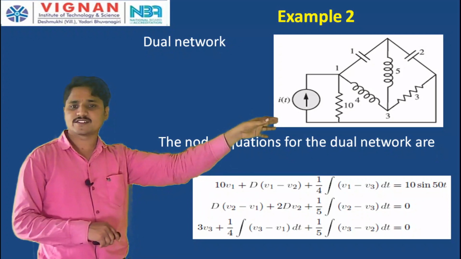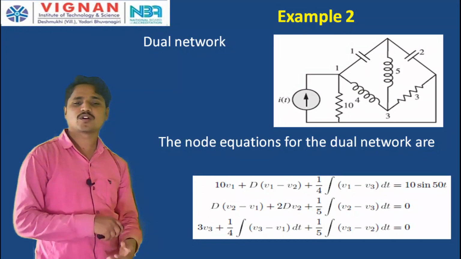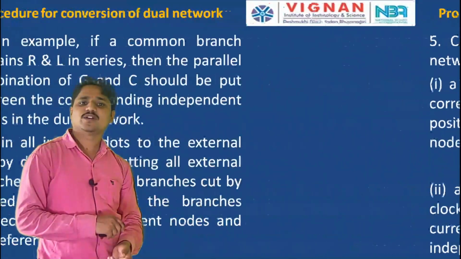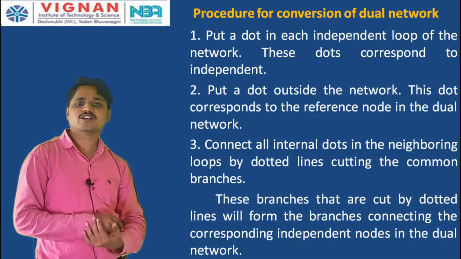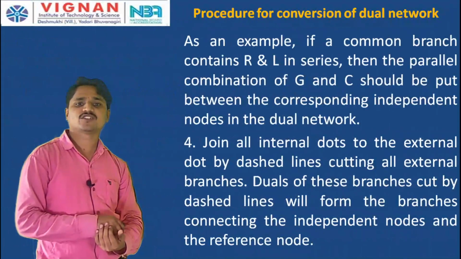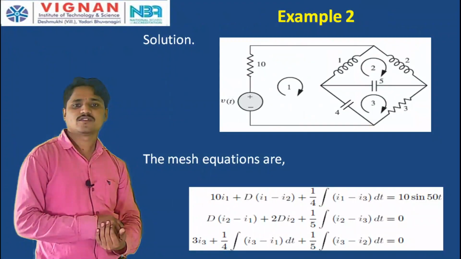How do we obtain this? What are the different steps to follow to draw the dual network? To understand that, I have taken the steps. The first step is to put a dot in each independent loop of the network. These dots correspond to independent loops. Now, see here. What is the first step?